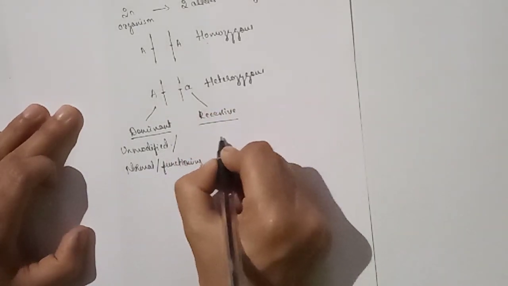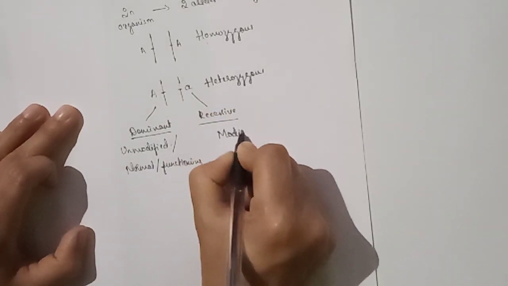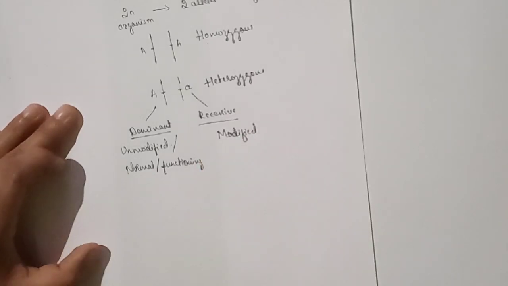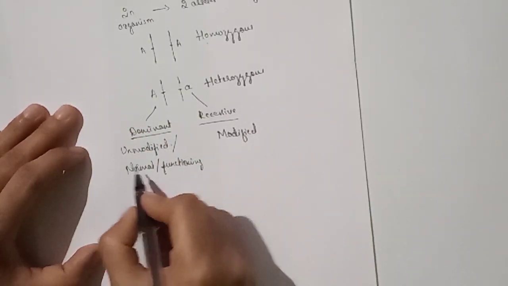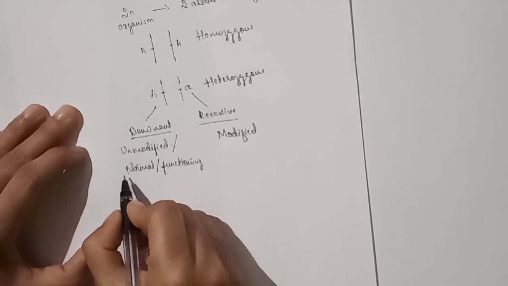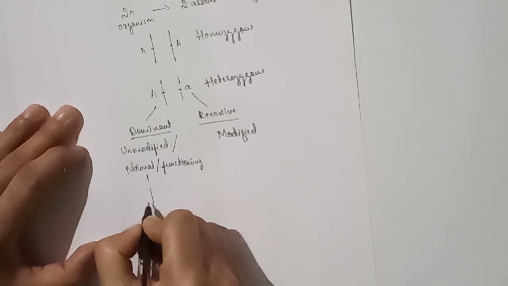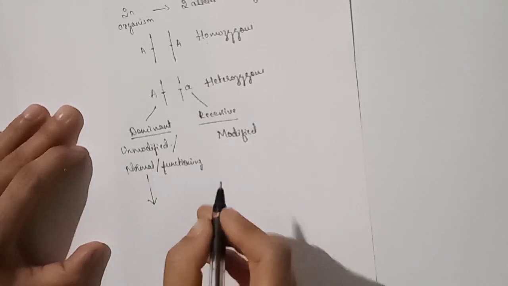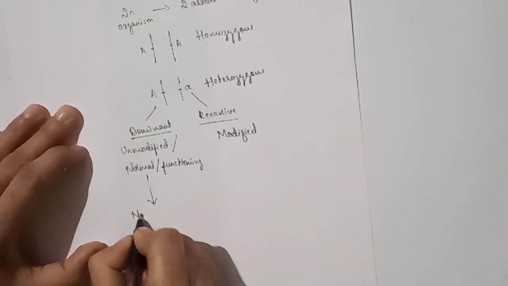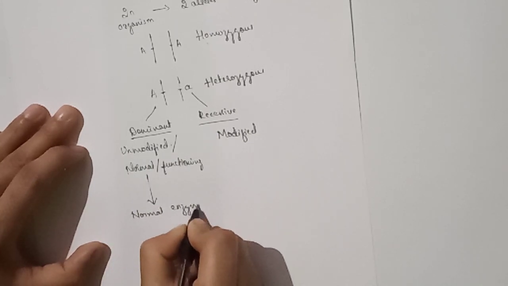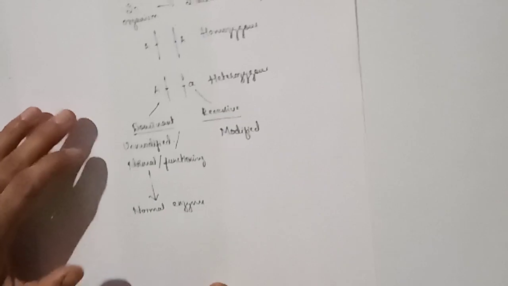Whereas this recessive one is the modified allele. First, try to understand this dominant or unmodified allele. Consider this normal allele produces a normal enzyme, or functional enzyme.